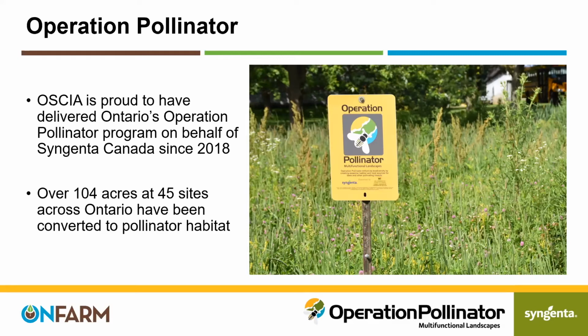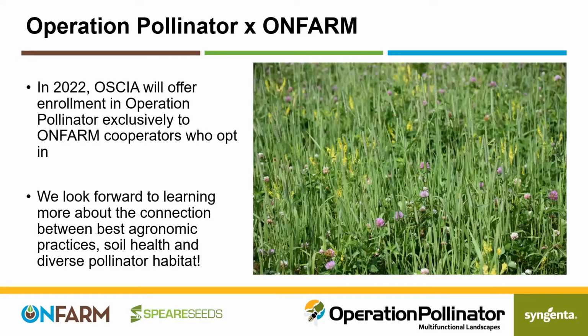Participants converted 1 to 2 acres of land into a dedicated Operation Pollinator site and received financial assistance to support site preparation, maintenance costs, as well as agronomic information and signage for the site. Next slide. So how does this link up with on-farm?